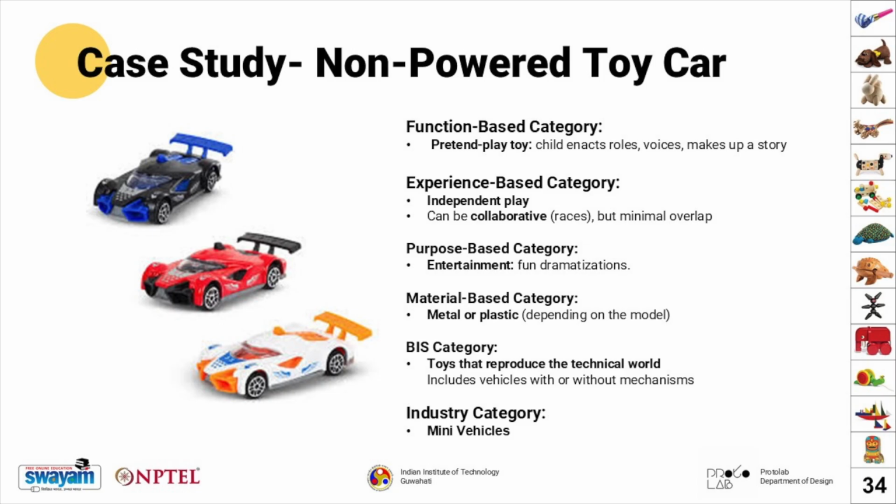Material wise, these vehicles are usually made of plastic or die cast metal. The material determines how they feel. Metal cars have satisfying weight and smooth rolling, while plastic cars are lightweight, colorful, and safe for younger children. Either way, the choice of material shapes durability, speed, and how the child interacts with it.